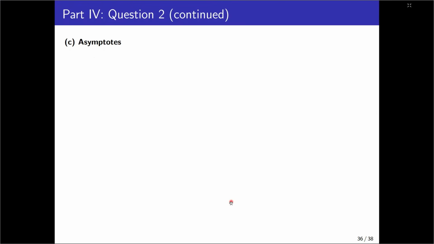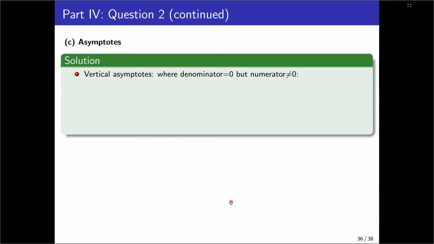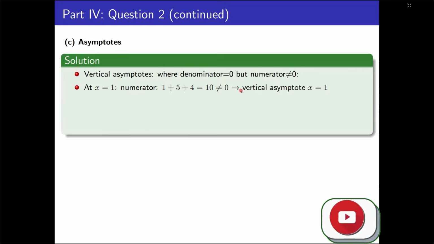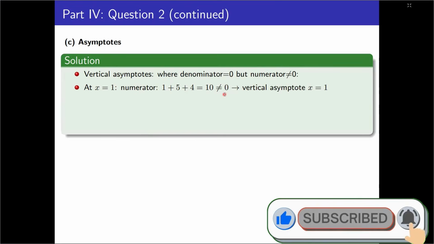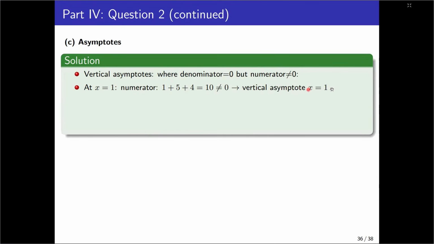And next, the asymptote of the given rational function. The asymptote could be a vertical asymptote, wherever the denominator is 0 but the numerator is non-zero. So at x equal to 1, the numerator is 10, which is non-zero, and the denominator is 0, so the vertical asymptote could be x equal to 1. But at x equal to minus 1, the denominator is also 0. Therefore, x equal to minus 1 can never be the vertical asymptote, rather it.